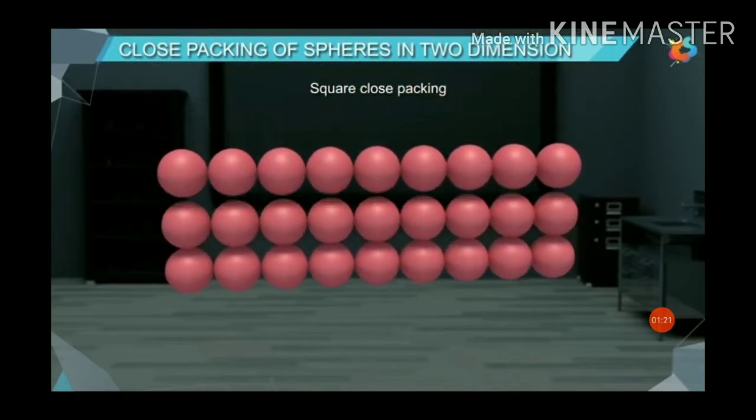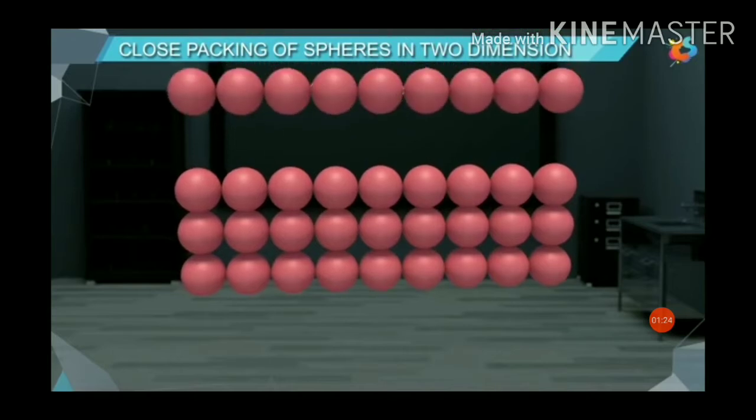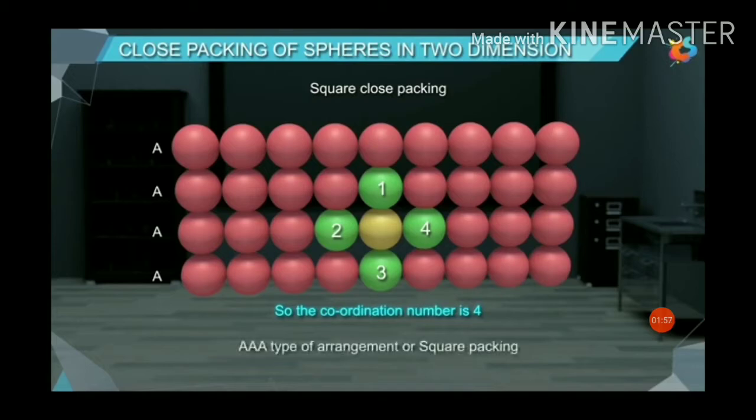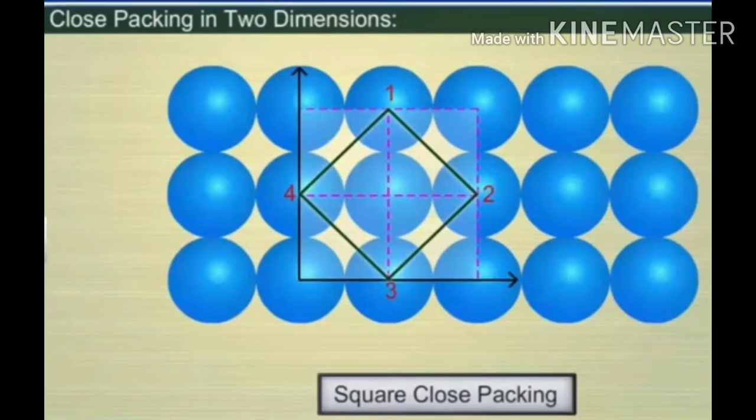Then the third row is placed and so on. Then all these rows are similar. Then consider one particle, the yellow particle. It is touched by the 4 neighboring particles. So the coordination number in square close packing is 4. Then the first row is taken as A, second row and third row and so on. All the rows are similar to A. So this type of packing is known as AAA etc. type of packing or arrangement.